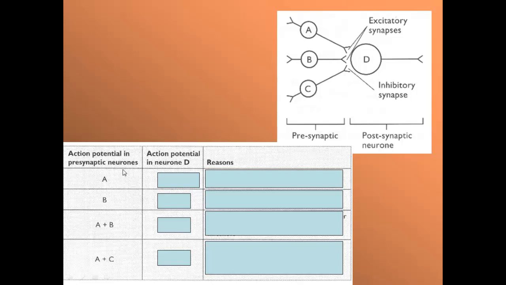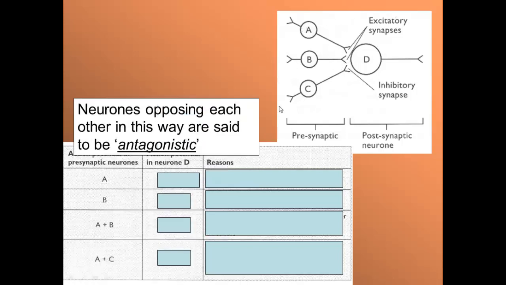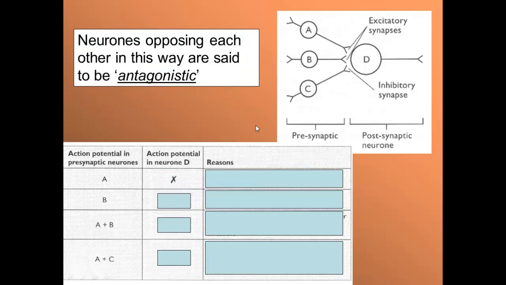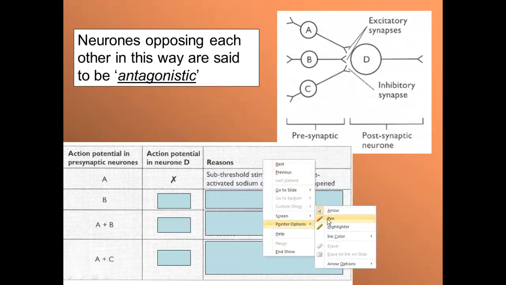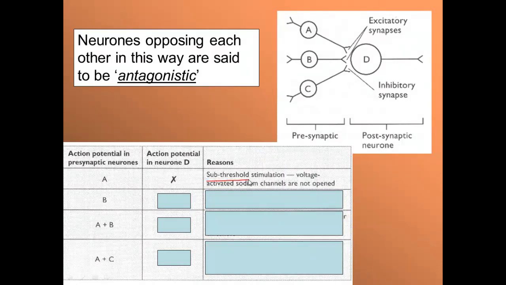If an action potential arrives just in A by itself, we're not going to have an action potential starting off in D. We don't get it up to threshold value in that neuron there on the postsynaptic membrane. So sub-threshold stimulation, that's a good phrase for us to remember. Voltage activated sodium channels are not opened. If we just get an input from B by itself, then again we have to say the same thing. Sub-threshold stimulation, voltage activated sodium channels are not opened.